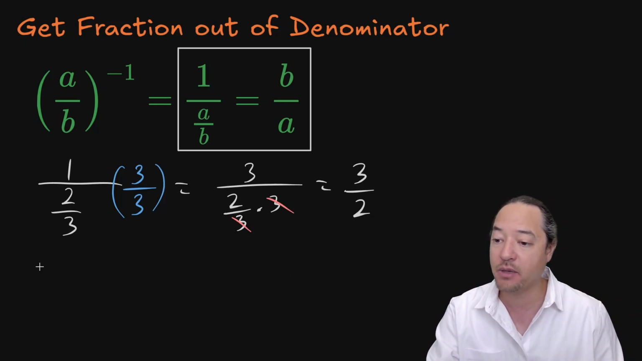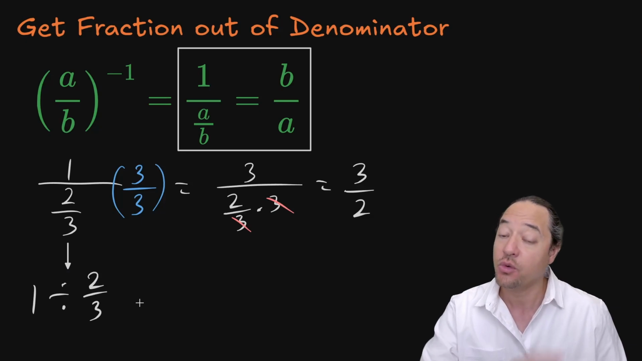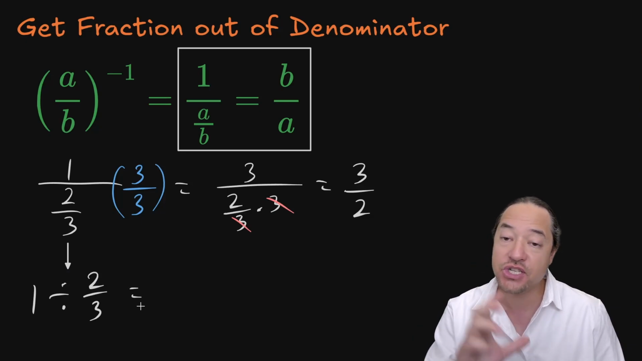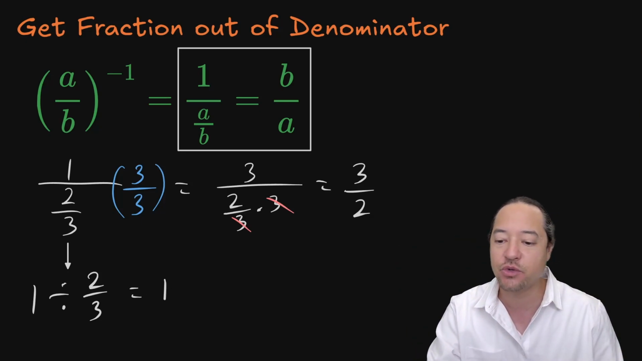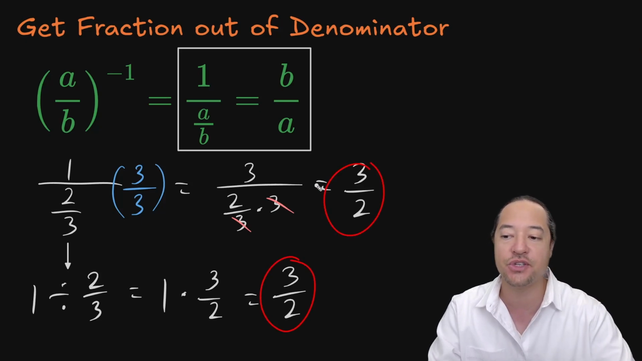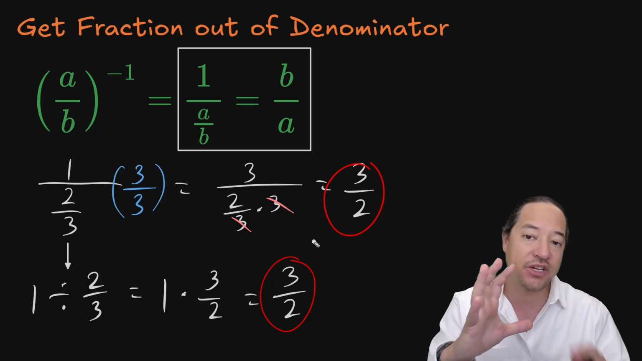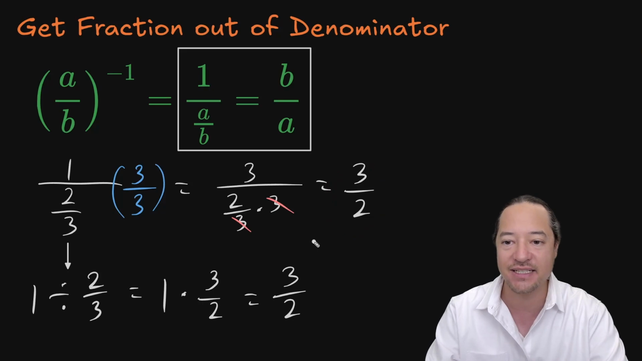So another way to think about this is rewriting this as 1 divided by 2/3. We also saw we could understand division as multiplication by a reciprocal. So this would be the same as 1 times 3/2, and that's just going to be 3/2. So once again, these two numbers are going to agree. So you can take any fraction out of a denominator by getting its reciprocal. That's the important idea here.